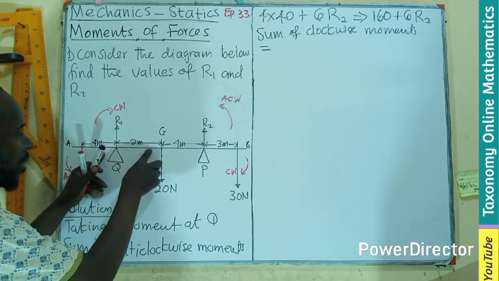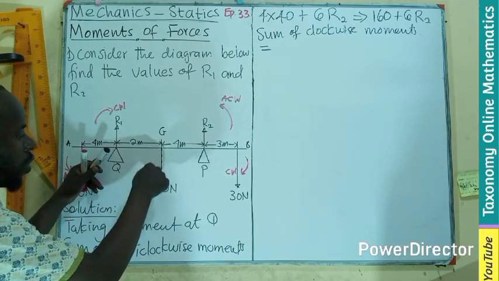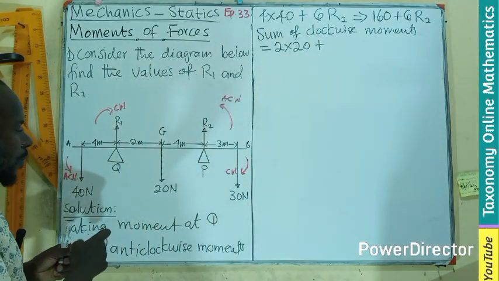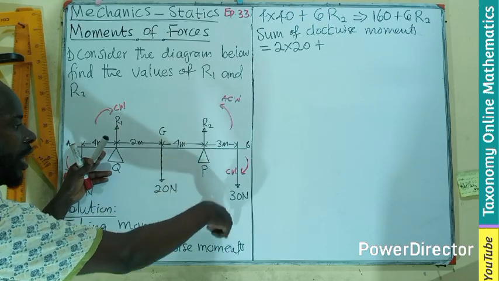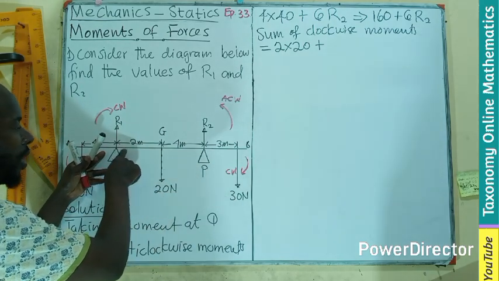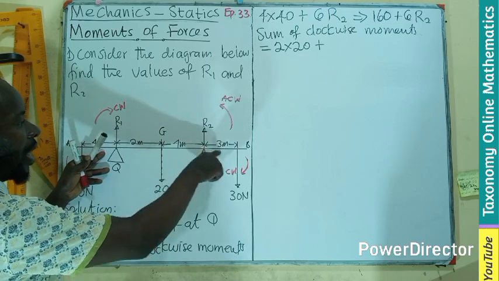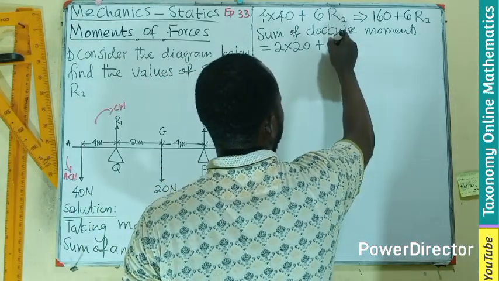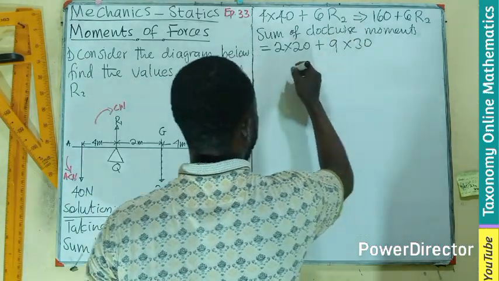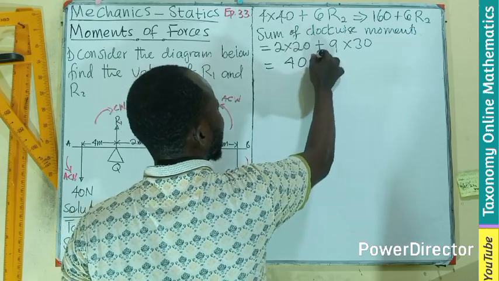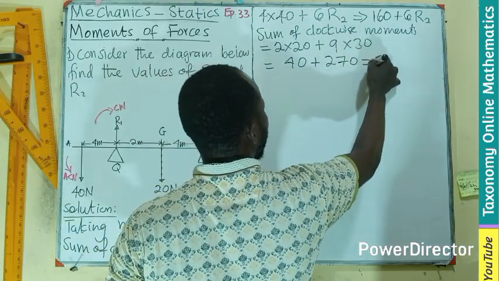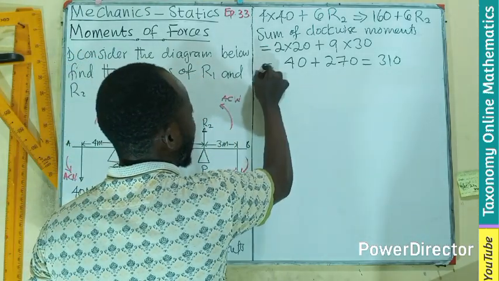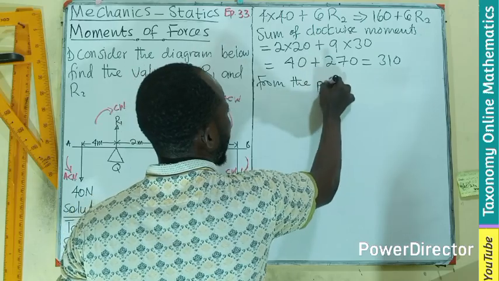Alright. Then from here, this force will move down. So 2 and 20 will move down. So 2 times 20 plus from here to here to here. This is moving down. So force 30 is moving all the way, the distance of this is 9 meters away from the pivot. So that becomes 9 times 30. Can we compute this? We will have 40. This will have 270. 310.